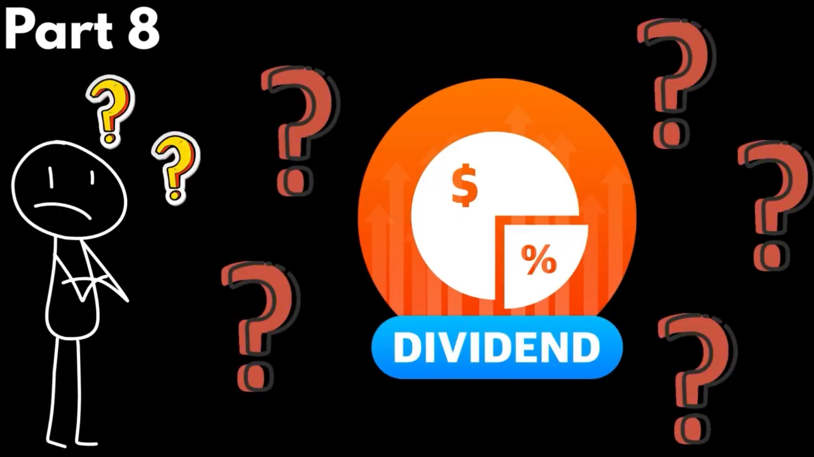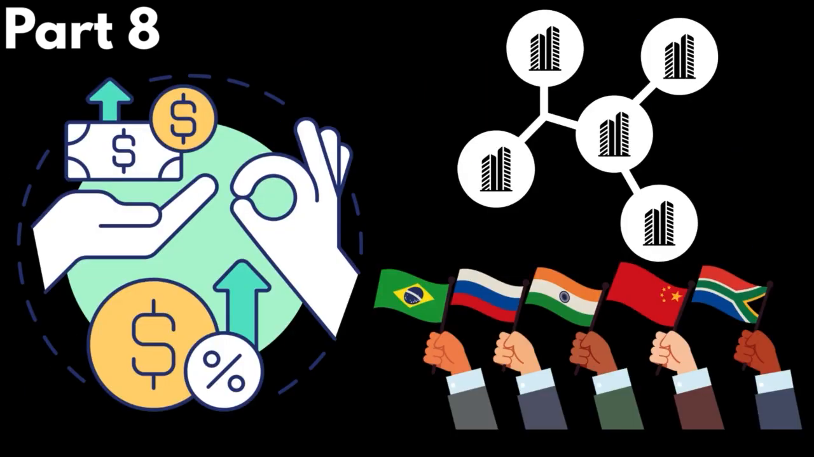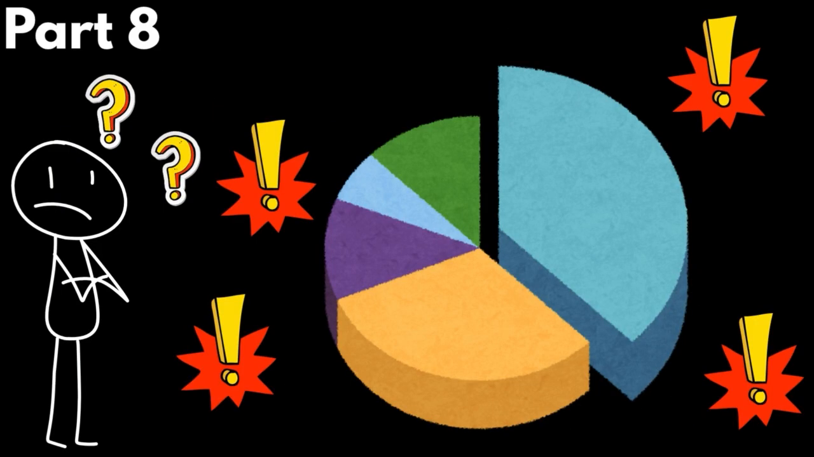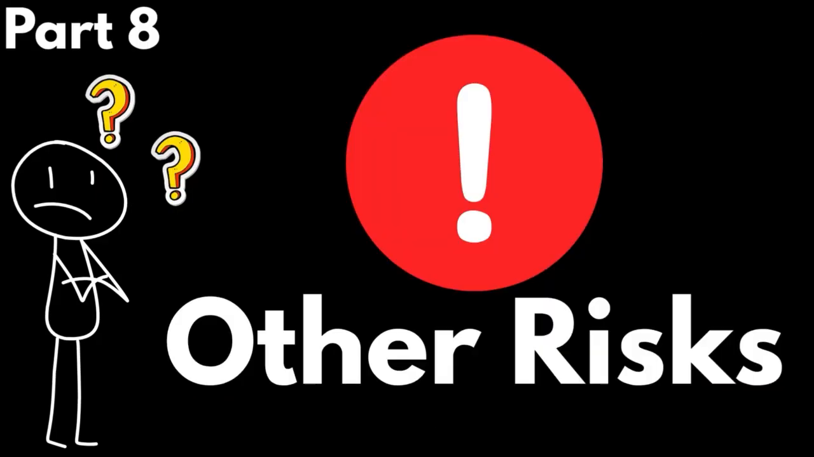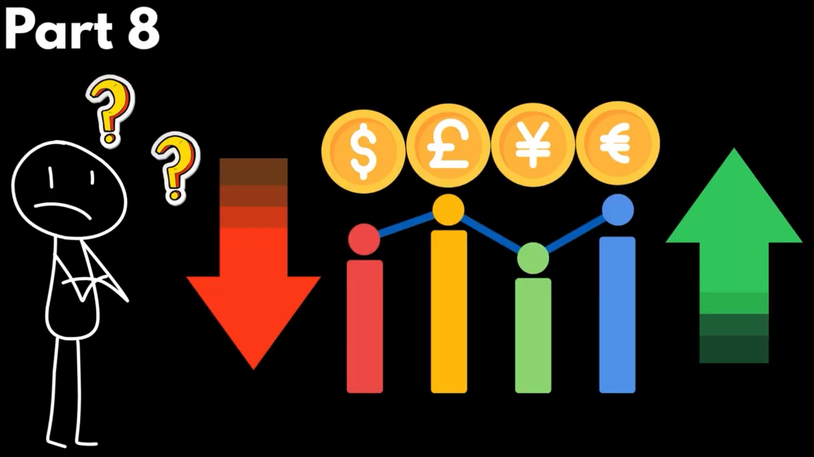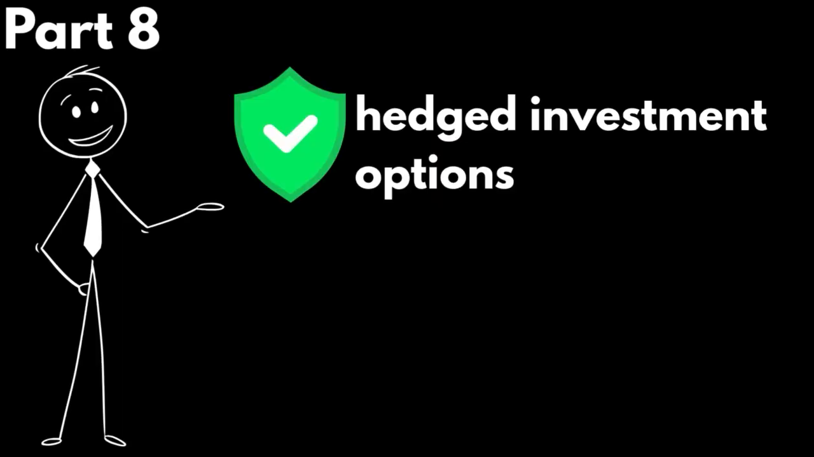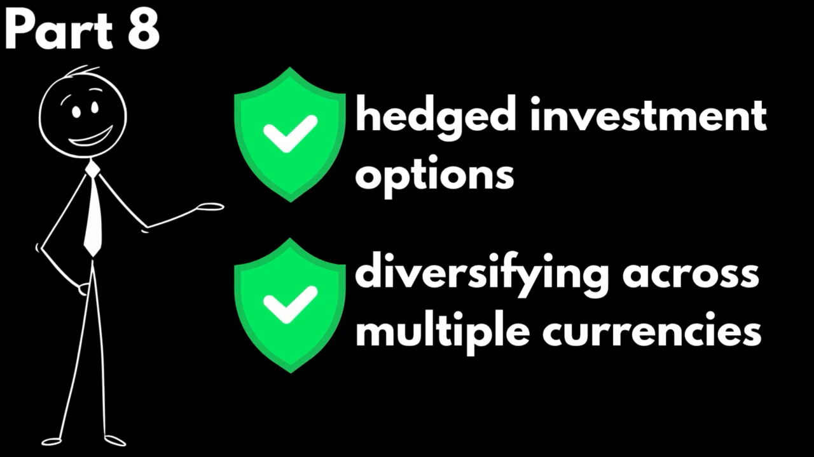And the dividends? They are out there. Many international companies offer attractive yields, sometimes higher than their domestic counterparts. Plus, you gain exposure to sectors and industries that may be underrepresented in your home market. But be mindful of currency risks. Exchange rate fluctuations can impact your returns. Consider using hedged investment options or diversifying across multiple currencies to mitigate this risk.